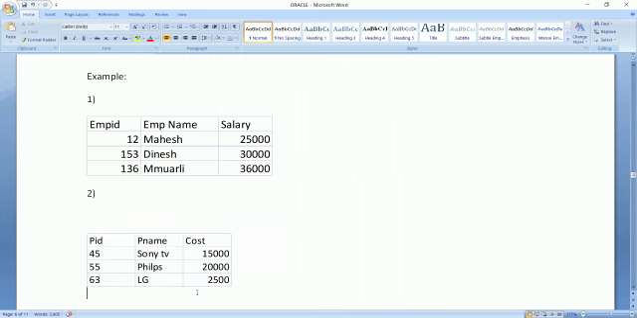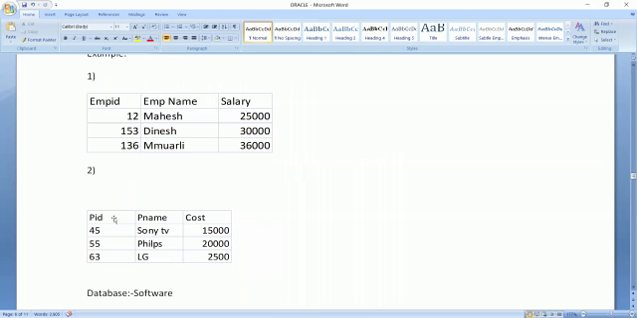Another example is PID, product name, product details stored in one table. So this is PID, product ID, product name, cost, all these things stored in one table. So this group of tables is called a database.